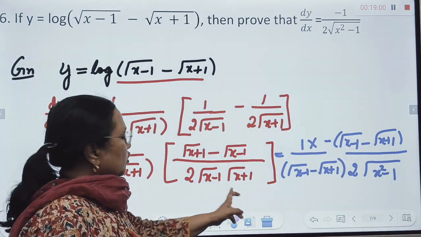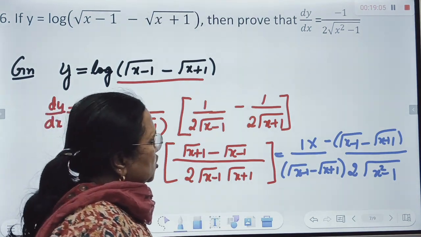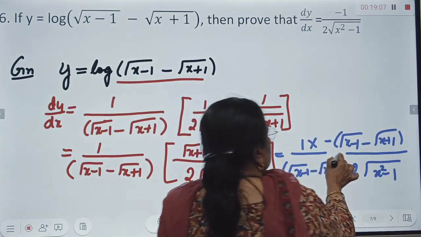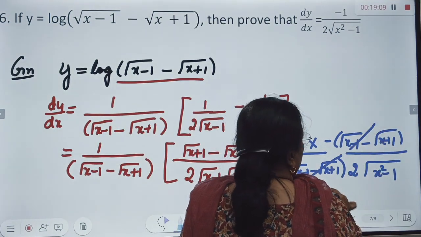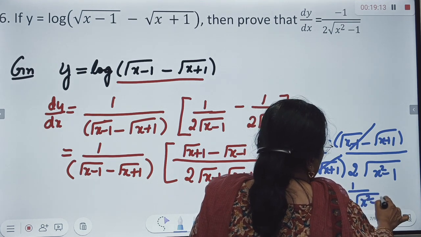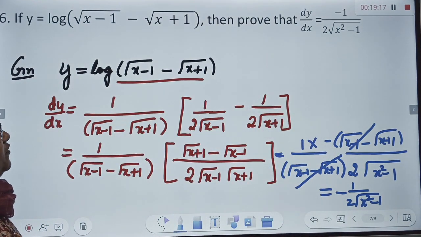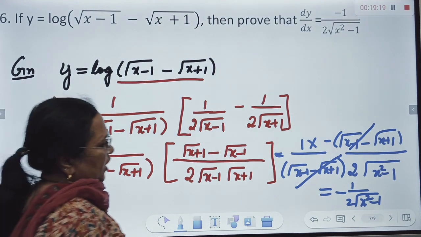Within the root, root a into root b is root ab. So x minus 1 into x plus 1 is 2 root of x square minus 1. Now this term gets cancelled with this term, giving you minus 1 by 2 root of x square minus 1. Very, very simple, straightforward chain rule application.